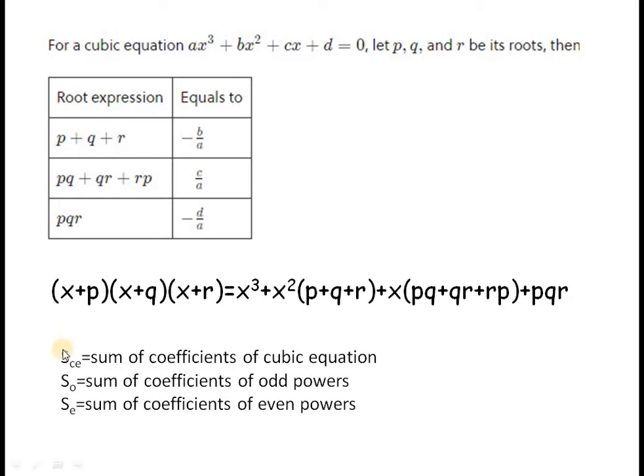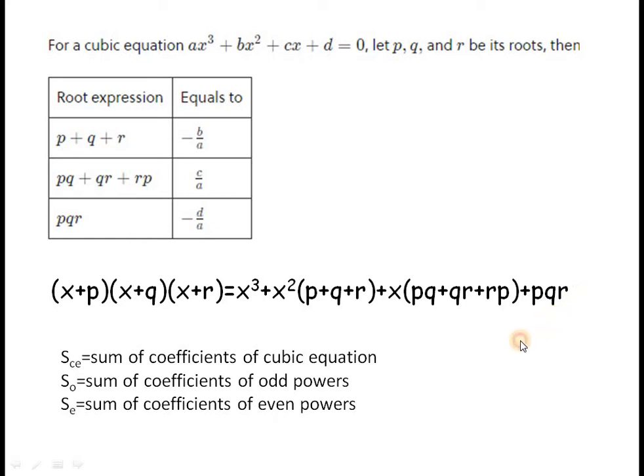Now these are the basic terms. I am just using the terms SCE, SO and SE in the next slides. I can't mention each and everything, so I am just mentioning these terms here. I am using SCE for sum of coefficients of the cubic equation, SO for sum of coefficients of odd powers, that is x cube and x, and SE for sum of coefficients of even powers. That indicates x square, and we also consider the constant as an even power. Why? Because it is equal to the x power 0 term.